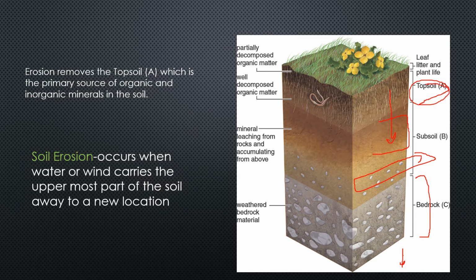Topsoil is that all-important area. It has the well-decomposed organic matter. Many of the decomposers live here. When we have plant roots, they come down here into the topsoil. So this is where most of our inorganic and organic nutrients reside. And then there's this top little section here of leaf litter and some plant life. Okay, so when we're talking about erosion, we're talking about the removal of this portion here, the topsoil, the all-important version that the plants need. And that's usually carried away by wind or by water.